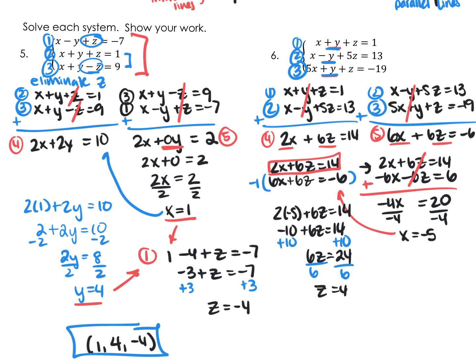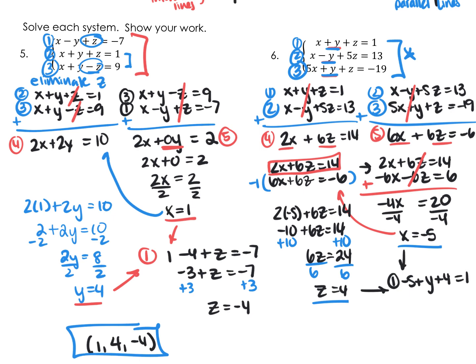So now we have x, we have z, and we need y. So now we have to go back up to one of our original equations and plug it into one of them. It doesn't really matter which one. The first one looks the easiest to me, so I'll plug it into the first one. So we'll take equation 1 and we'll plug both of these values into that equation. So x is negative 5, y we don't know, z is 4, and that should be equal to 1.